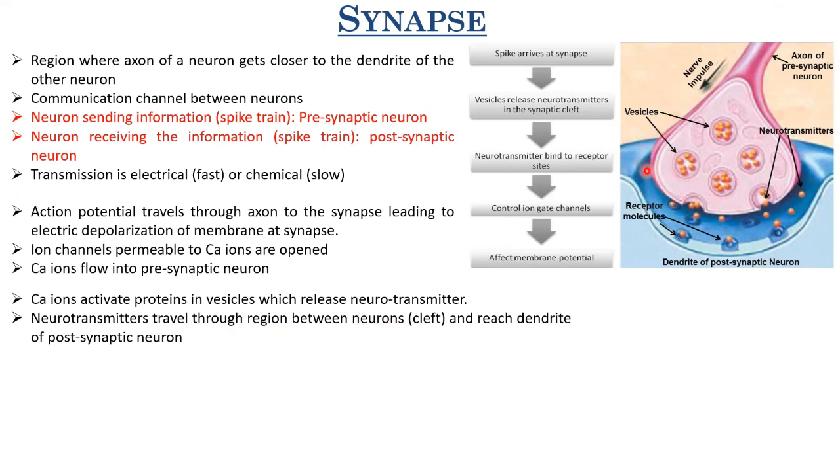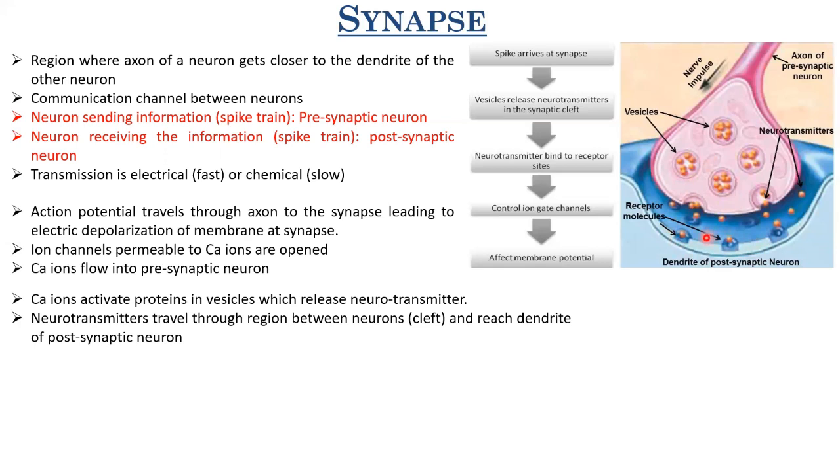This region is called a cleft. So this is the axon of the presynaptic neuron, and this is the dendrite of the postsynaptic neuron. The neurotransmitters released by the presynaptic neuron travel through this cleft, the gap between these two neurons, and they reach the dendrite of the postsynaptic neuron.